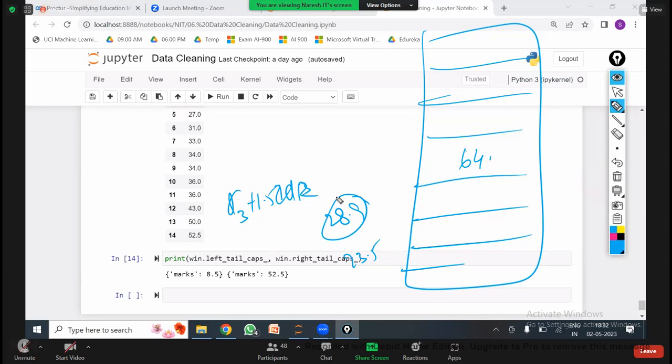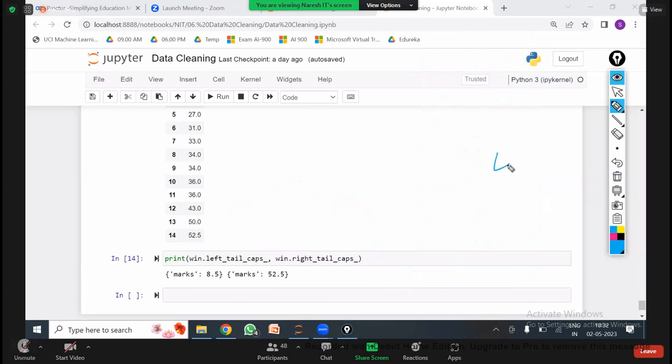So for used car price prediction, you have to predict the car price. For example, instead of 4.5 lakhs, you have predicted 4.7. 20,000 is a loss only, right?